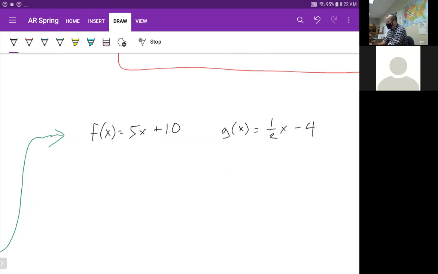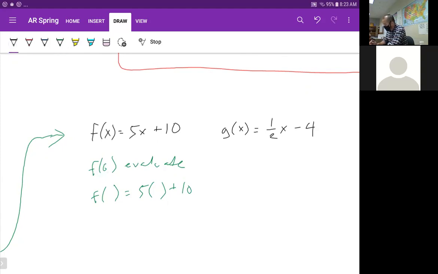So the first part is function notation. For function notation, you'll have something like f of 5, and you'll evaluate that. So what you do to start out here, f of blank equals 5 times blank plus 10. Actually, I'm going to change this number. Let's do f of 6.